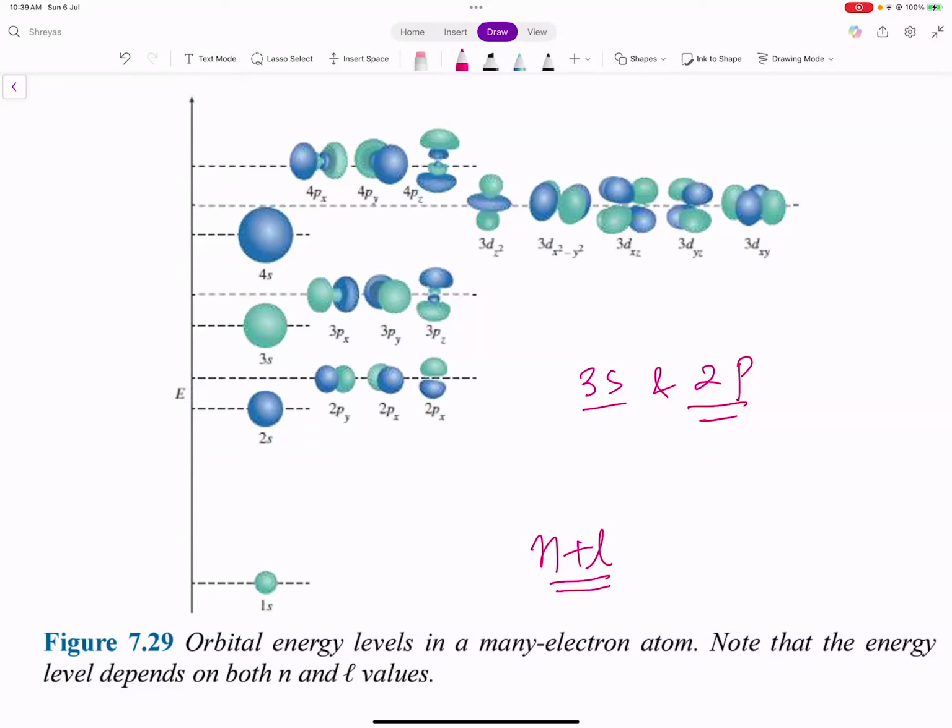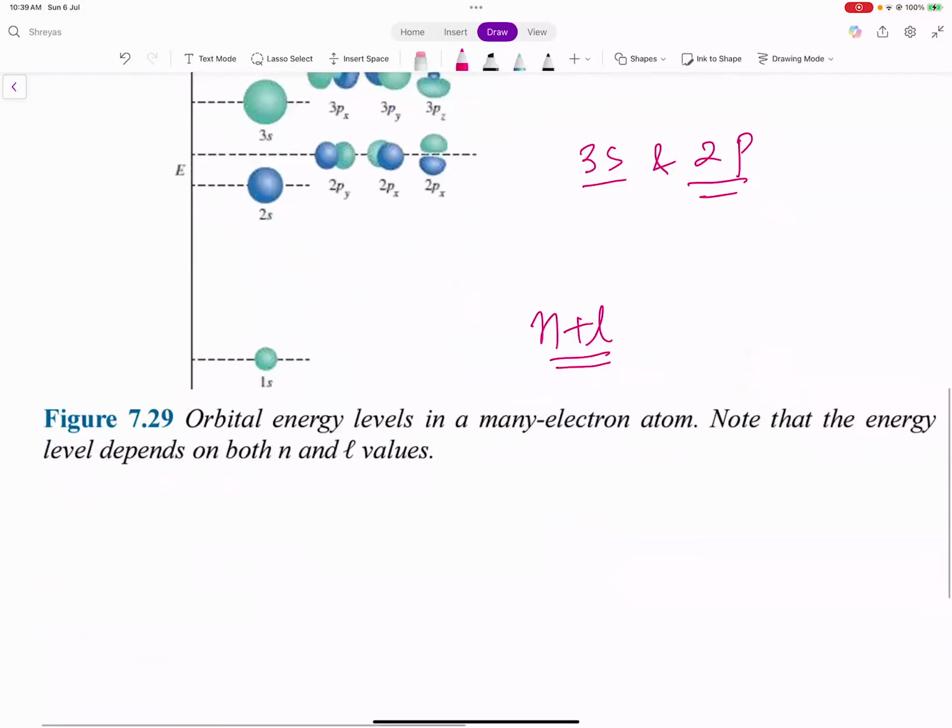In this particular case, we have a tie, right? Both of them have equal n plus l values. So n will decide, in case of a tie. Now 2s and 2p, how will we decide? 2s has an n plus l value of 2, and 2p has 3, right? Got it?